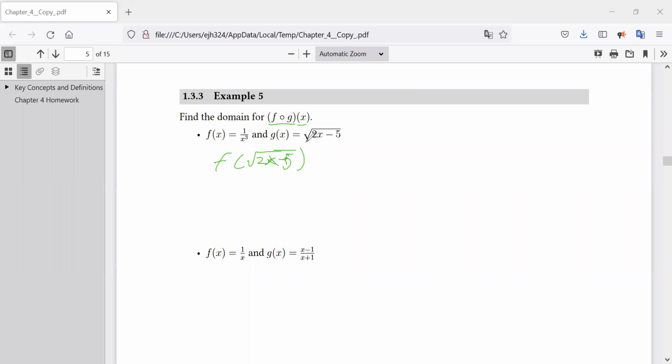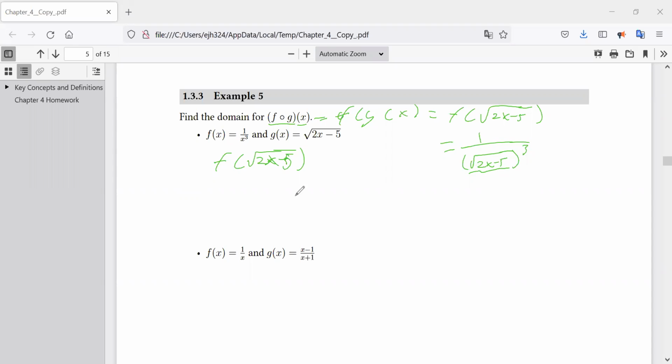The other was to just plug in. This is going to be equal to f of g of x. It's going to be equal to f of root 2x minus 5. And then everywhere I see an x, I replace it with root 2x minus 5. So this becomes equal to 1 over root 2x minus 5, all cubed. Now I look at this and I have two restrictions, right? This is still a square root. The inside of a square root can't be negative, right?